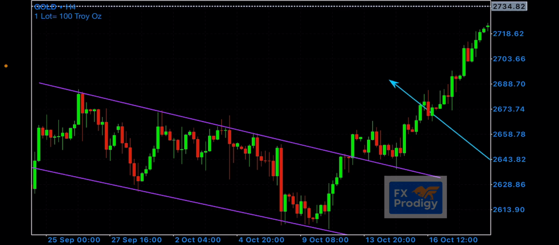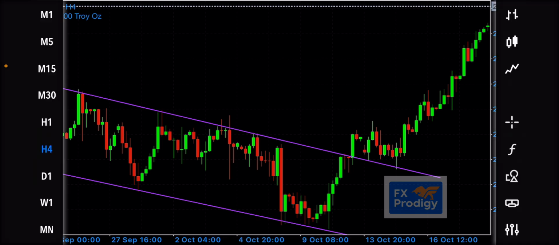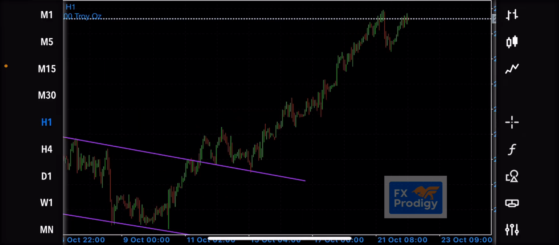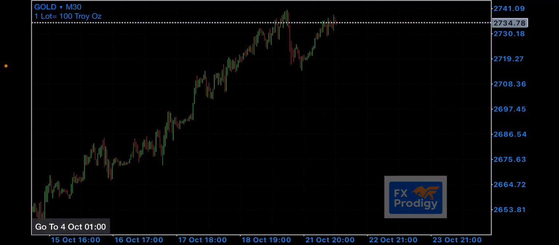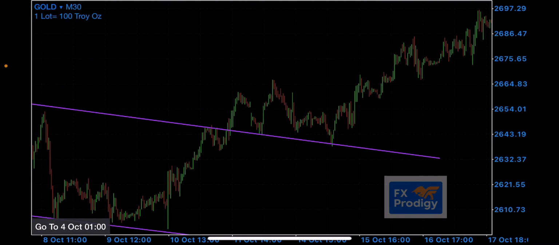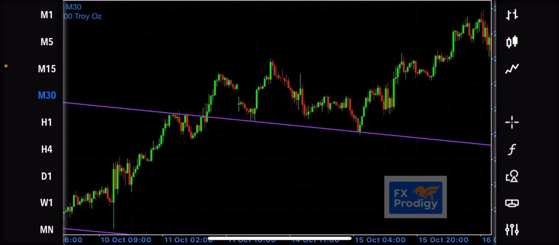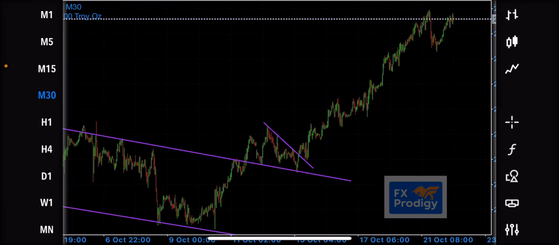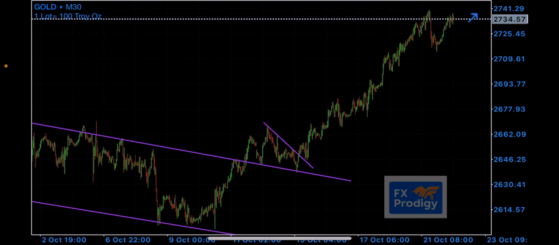Then later, when it breaks here, if you go to the lower time frames, it has to form another continuation pattern. So we'd go to our H1, check what's there, then go to 30 minutes so that it becomes more clear. And as you can see here, another pennant was formed. Then we draw our pennant here, and just like this, there's now a pennant here.